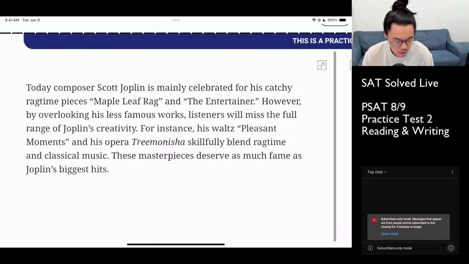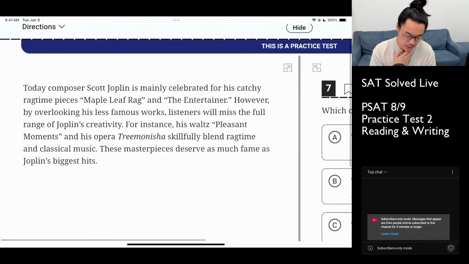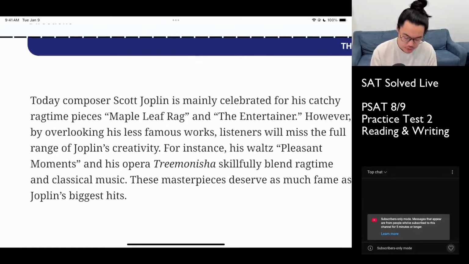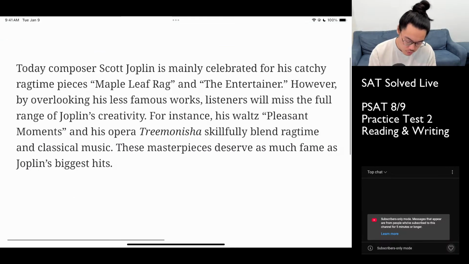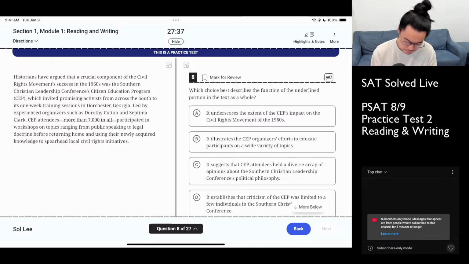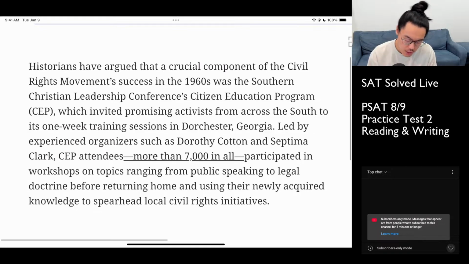Moving on. Joplin, celebrated, Maple Leaf Rag, entertainer. Less famous works to appreciate his creativity. These are some examples. Okay, so we have main purpose. So if we look at the transitions, it starts with the known things, and then we move into unknown things, and then we make a general argument about those unknown things. To argue, yes, that is exactly what I predicted. Moving on. Or I didn't actually directly predict that, but it was in my head. I didn't say it out loud, though.